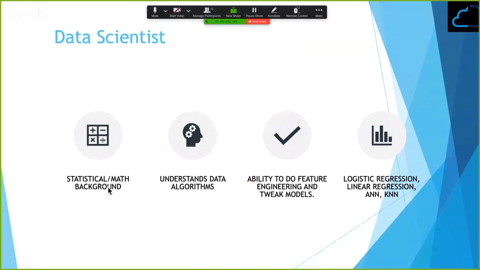Then you will be running algorithms like logistic regression, linear regression, ANN, KNN, and so forth. There is a plethora of them. So these are the key concepts of a data scientist. Again, if you are a software developer and want to get into this field, you have to get a good grounding in math and statistics. Just running some Keras or NumPy libraries will not help you.